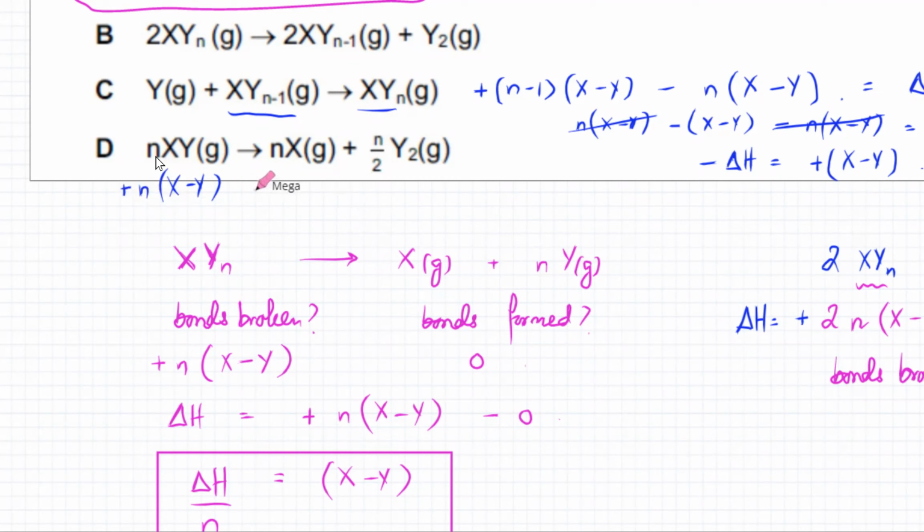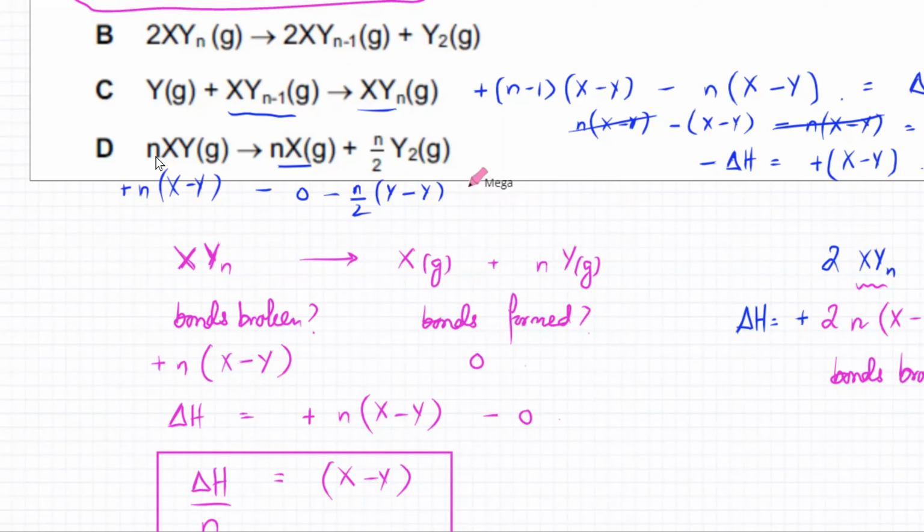And then how many bonds are formed? That's just an atom, not bonded to anything, so you're not forming any bonds. So that's 0. That's a Y2 molecule, so you're forming a YY bond. And how many molecules are you forming? You're forming n/2 molecules. Because you're forming it, that's going to be exothermic as well.